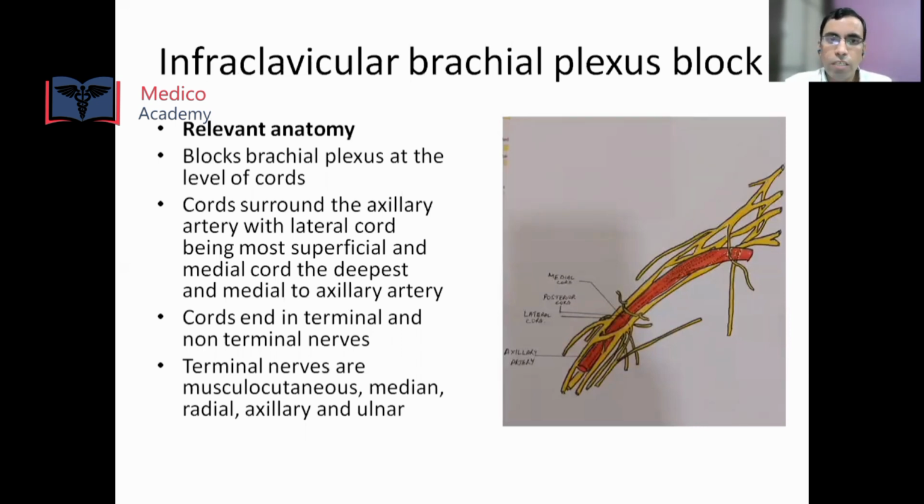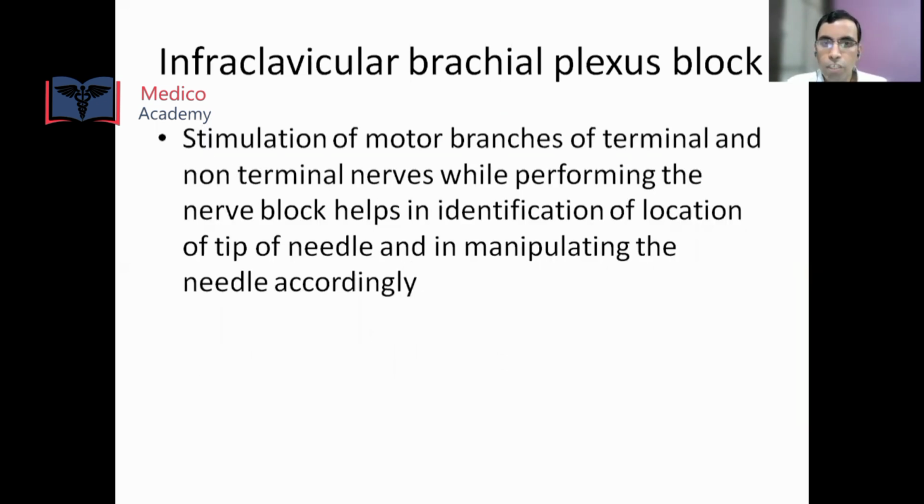The infraclavicular block blocks the brachial plexus at the level of the cords. The cords surround the axillary artery, with the lateral cord being the most superficial and the medial cord the deepest and medial to the axillary artery. The cords end in terminal and non-terminal nerves. The terminal nerves are the musculocutaneous, the median, the radial, the axillary, and the ulnar nerve. Stimulation of motor branches of the terminal and non-terminal nerves while performing the nerve block helps in identification of the location of the tip of the needle and in manipulating the needle accordingly.